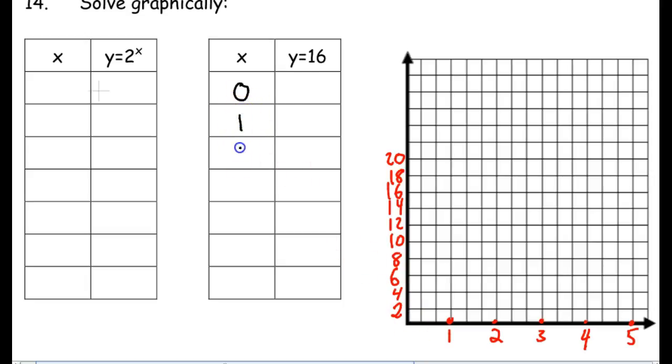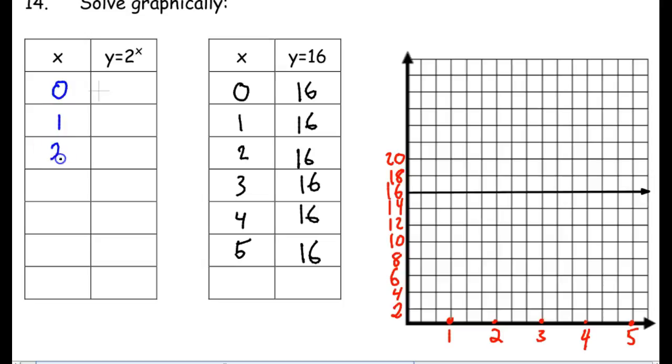Okay, so let's start off with 0 since we don't have any negatives here. And I'm just going to count up: 1, 2, 3, 4, and 5. And since y equals 16, these are all just 16. So that's just a horizontal line at 16, just like so. And then we can try here. So we have 2 to the 0, which is 1, 2 to the 1, 2 to the 2, which is 4, 2 to the 3, which is 8, and so on. You catch on to the pattern.